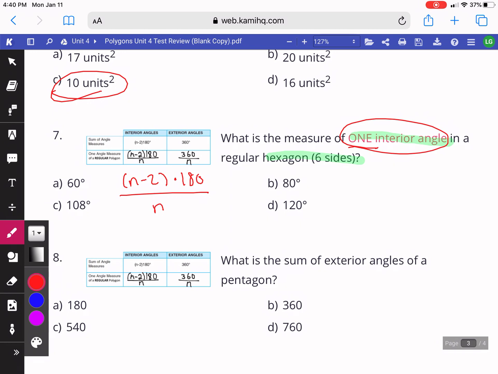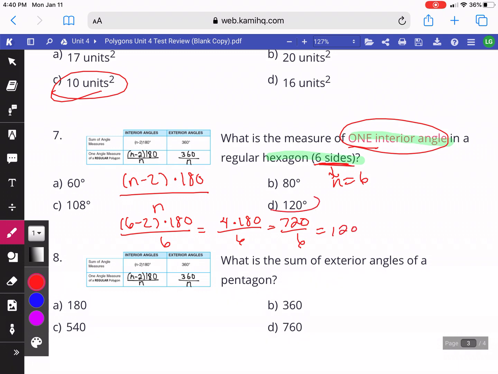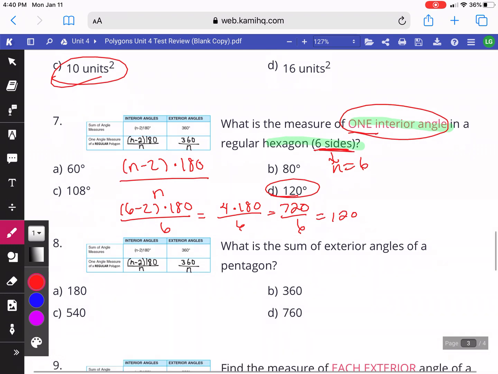So I'm going to go ahead and plug in 6 for n, because that's my number of sides. So I'm going to do 6 minus 2 times 180 divided by 6. 6 minus 2 is 4. So we're doing 4 times 180 divided by 6. 4 times 180 is 720. And if you divide that by 6, it comes out to 120 degrees. So here, since it said one interior angle, we had to divide that sum by n.